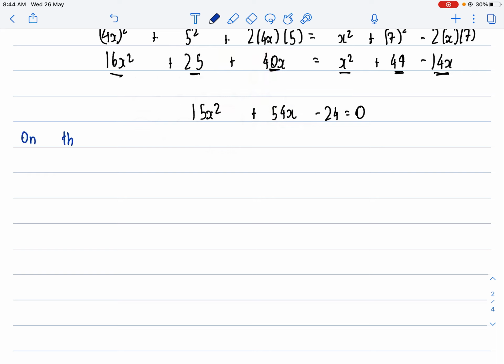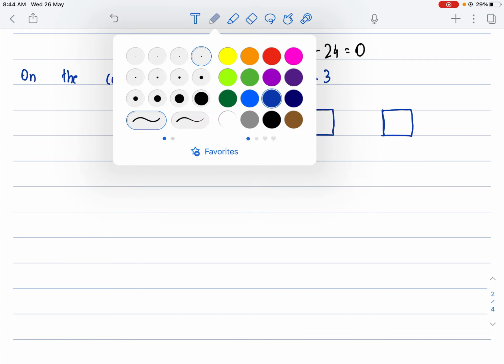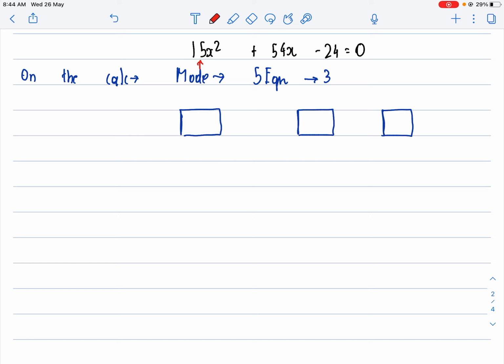On the calculator, you can simply go to mode. When you go on mode, click on 5, where equation is written. Then click on 3. When you click on 3, you get 3 big coefficient boxes. In the first coefficient box, put 15. That's the coefficient of x square. In the second one, put 54, which is the coefficient of x. And in the last one, put minus 24.